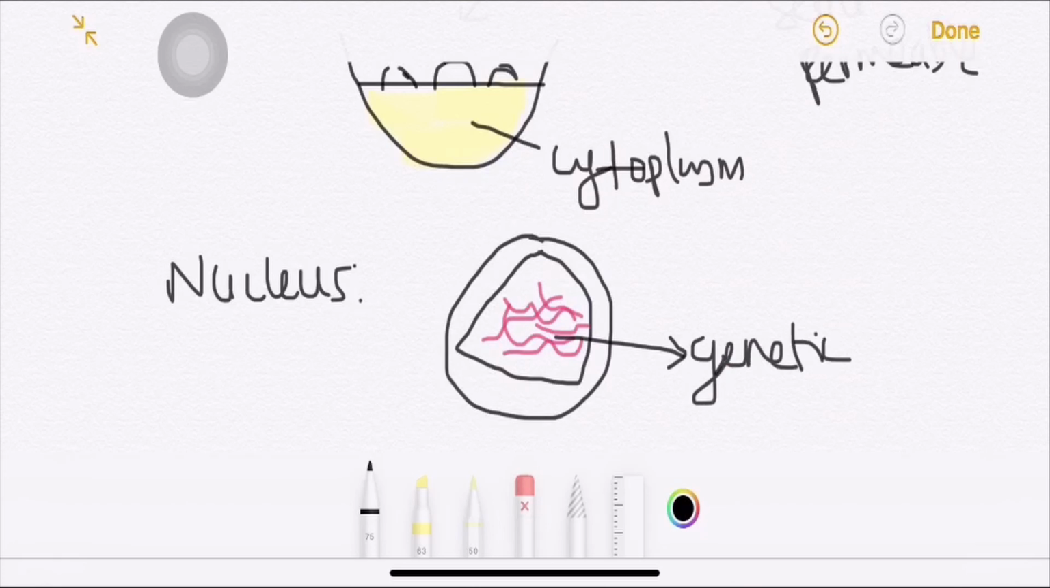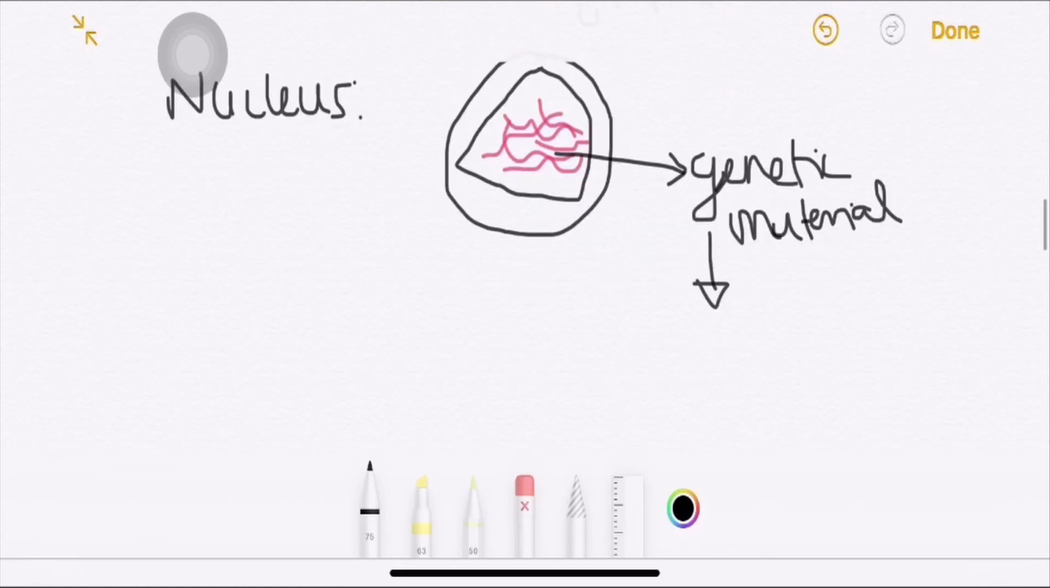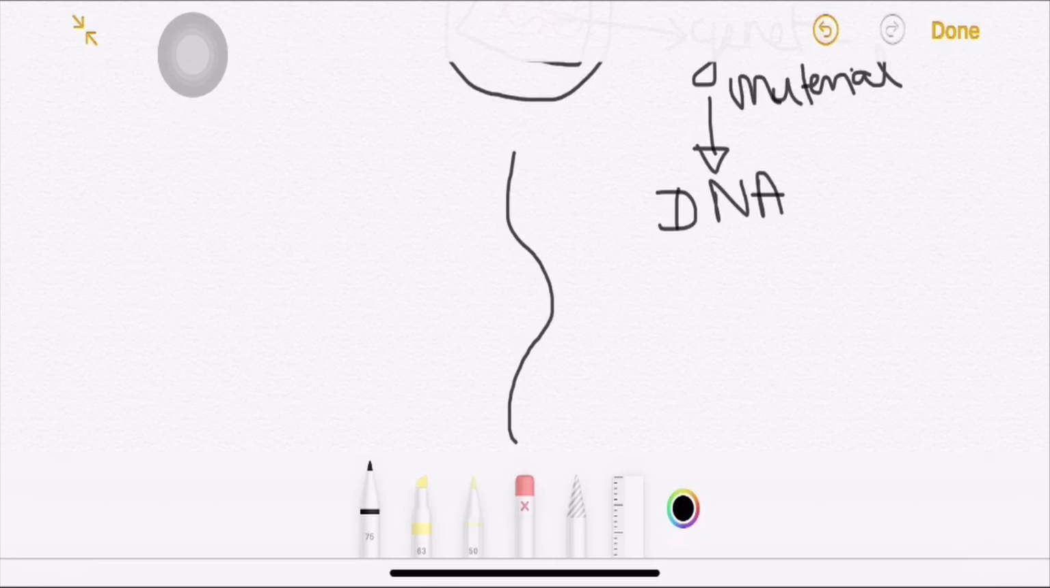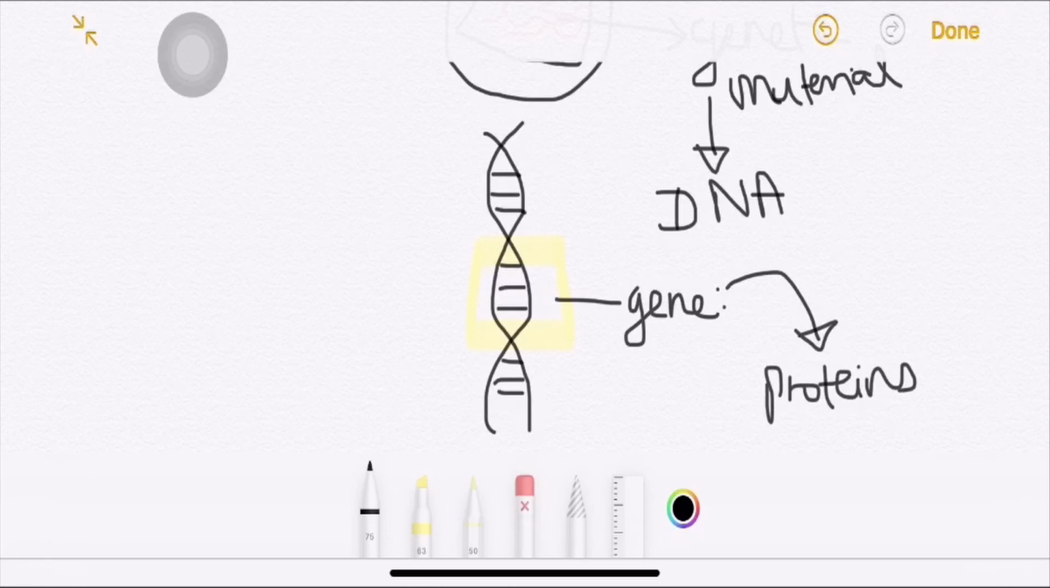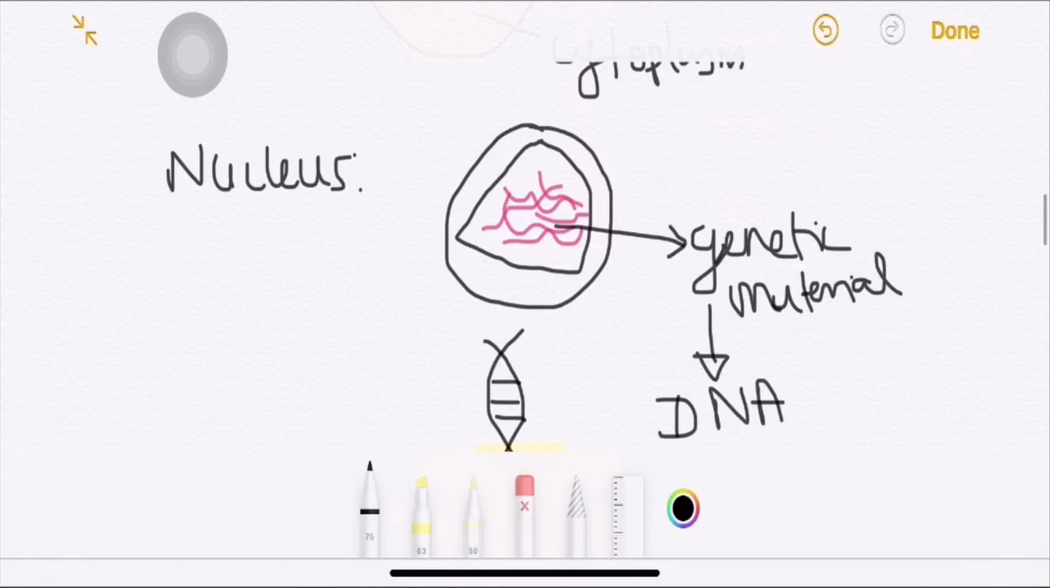In the case of an animal cell, what is the genetic material? Guessed it? DNA. DNA is a double helix structure. And this contains special structures called genes. We'll talk about that in a later video. These genes code for proteins. That means it determines what proteins are produced in a person's body. So the nucleus is the control center which controls all the reactions that go on in a cell.